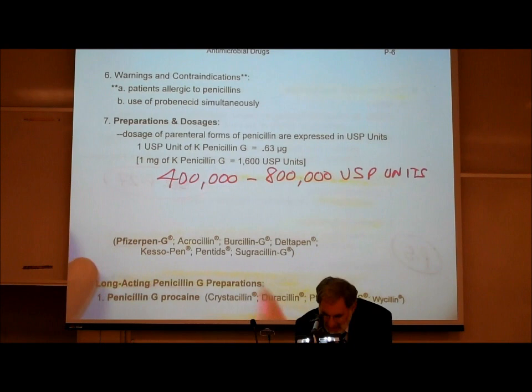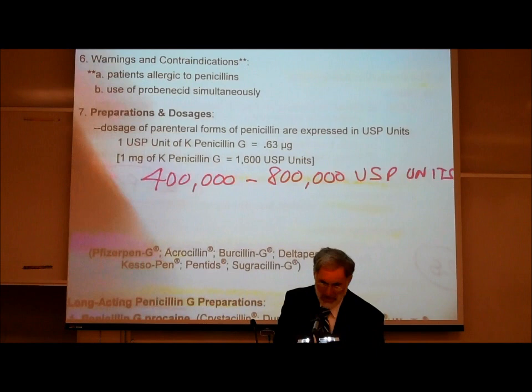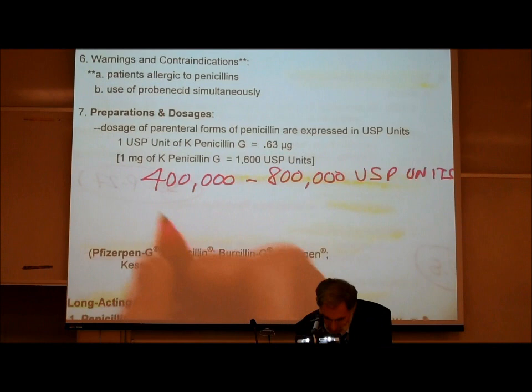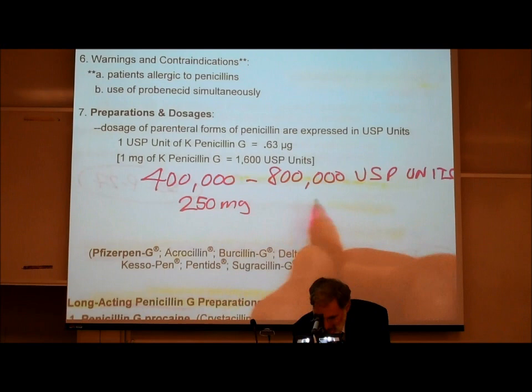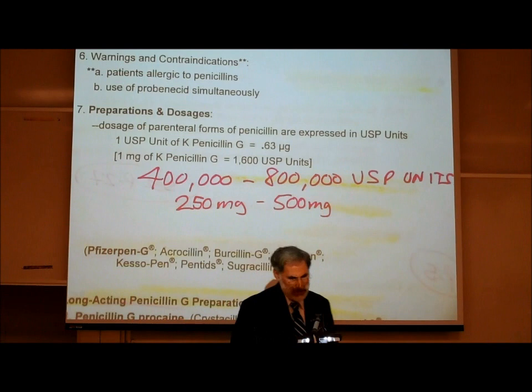That is equivalent, and you don't have to know this. I used to make my students learn it. I don't think it's important, but this is the conversion factor. 1,600 USP units is equal to 1 milligram of penicillin G. So 400,000 USP units is about 250 milligrams, and 800,000 would be 500 milligrams. So the typical dose is 250 to 500 milligrams of penicillin G, but that's usually expressed in USP units.